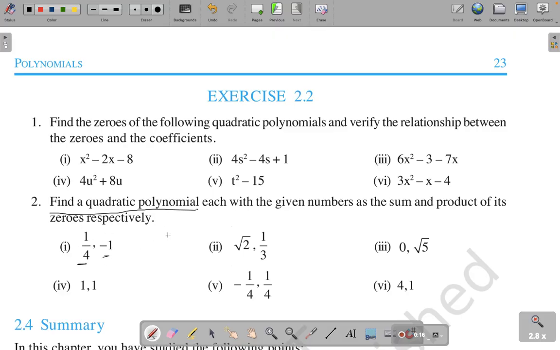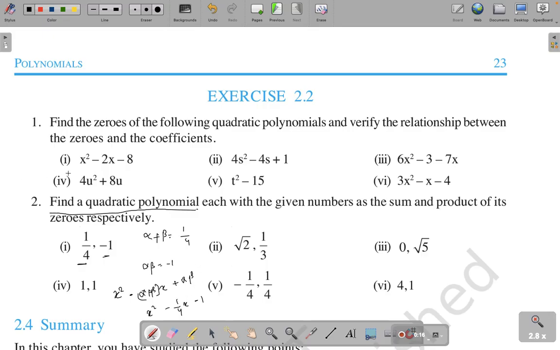So see, alpha plus beta is 1 upon 4. Alpha beta is minus 1. So the polynomial would be x square minus alpha plus beta x plus alpha beta. So x square minus 1 upon 4 x minus 1. So this is the polynomial.